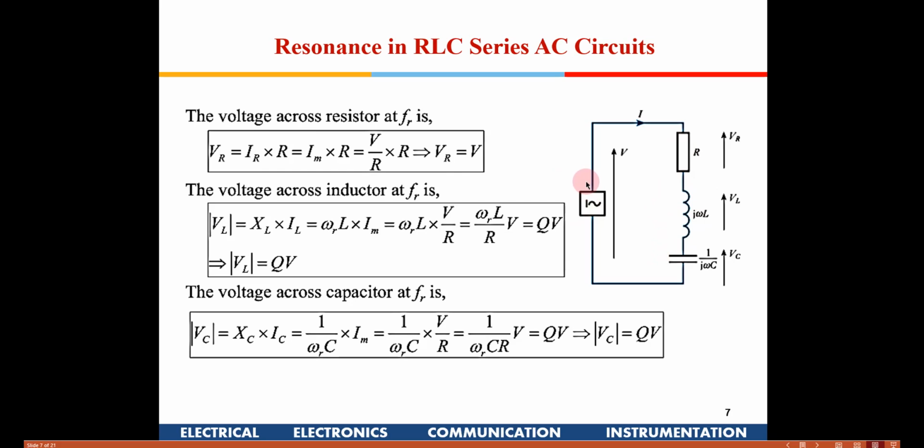Suppose I am applying 220 volts. At resonant frequency, the entire 220 volts will be available across the resistance, and it is very much possible that 1000 volts is available across L and 1000 volts across C. But one voltage will be leading by 90 degrees, and the other will be lagging by 90 degrees.